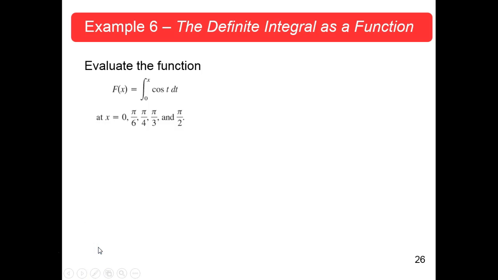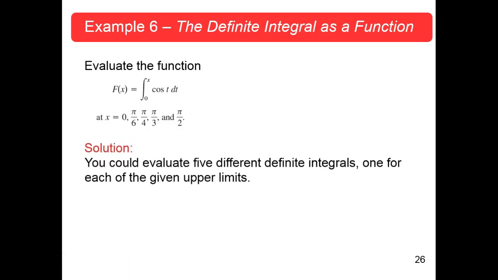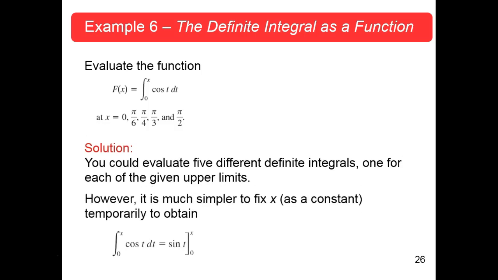And let's see how they did it. Okay? You could evaluate 5 different definite integrals, 1 for each given upper limit. However, it's much simpler to fix the x as a constant temporarily to obtain the integral of cosine t between 0 and x, and that's just going to be sine x minus sine 0, which is, of course, sine x, because sine of 0 is 0.